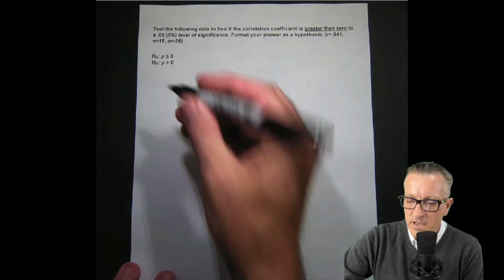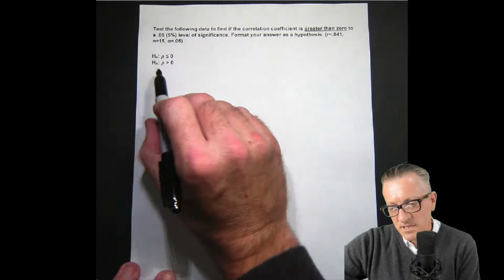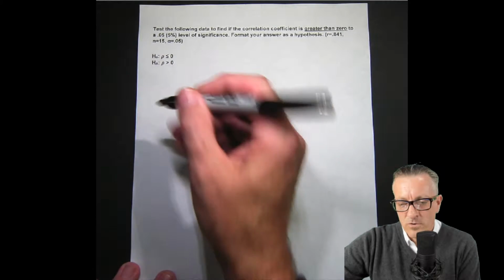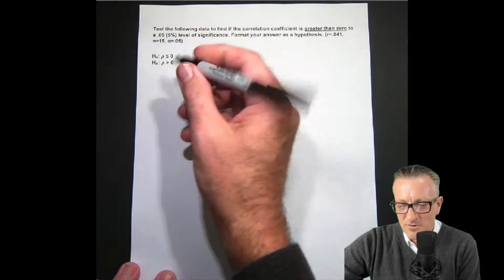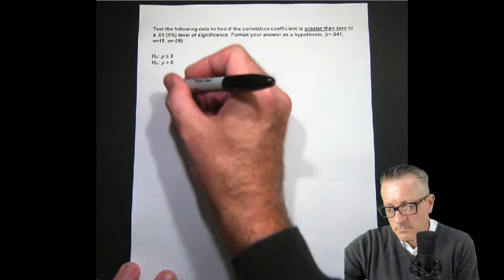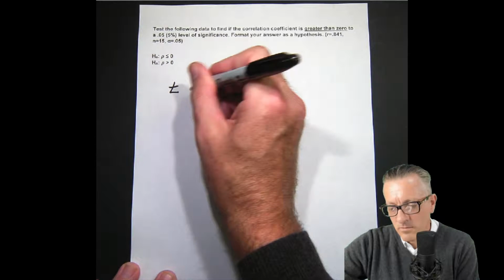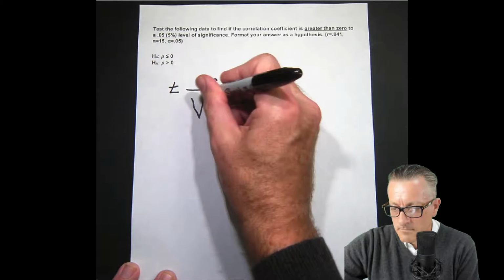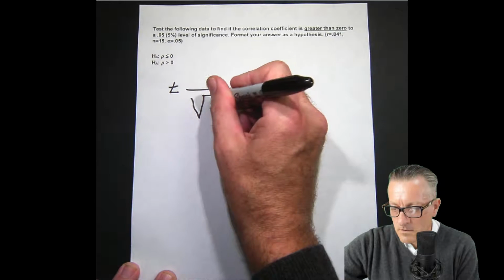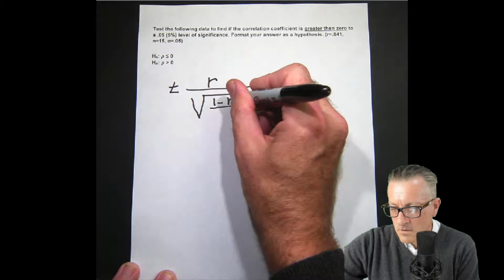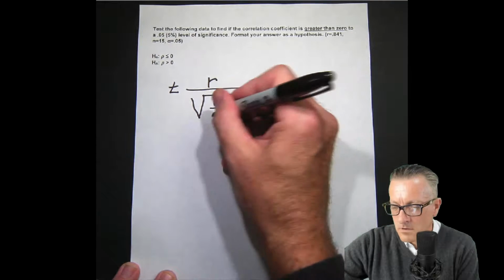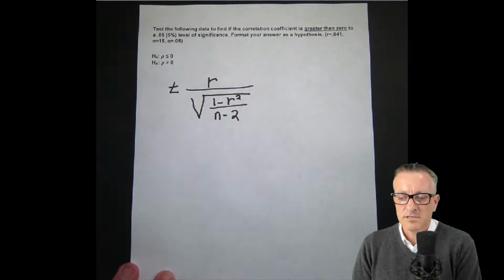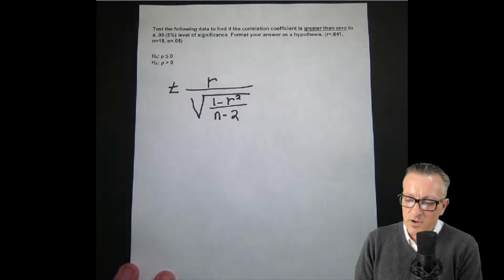Okay, so for the formula that we use, these P's are called rho, so you see it's a slightly different P, and it's called rho. It's not the normal P that we use. This is the formula that we use for this one. Your degrees of freedom on this one are always n-2 in this type of problem.